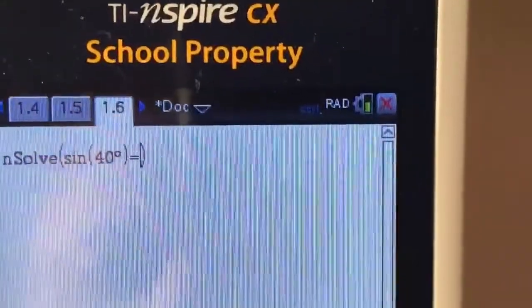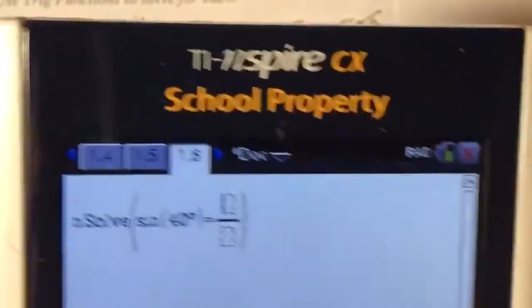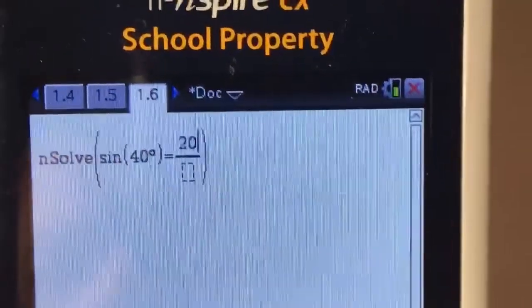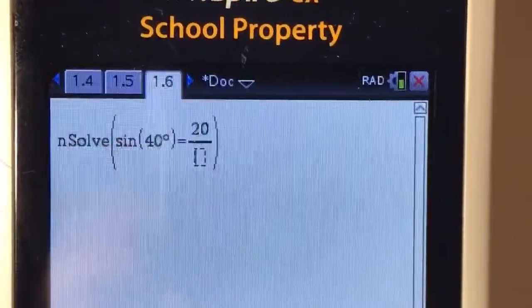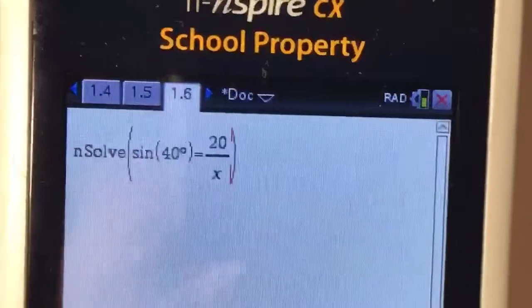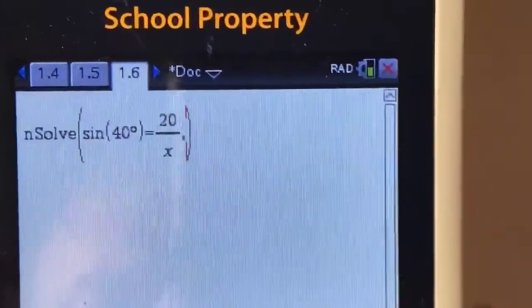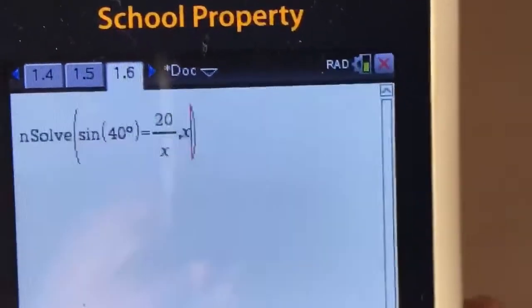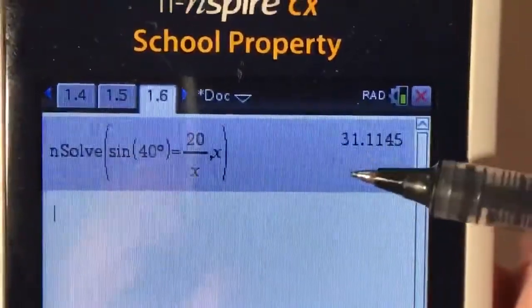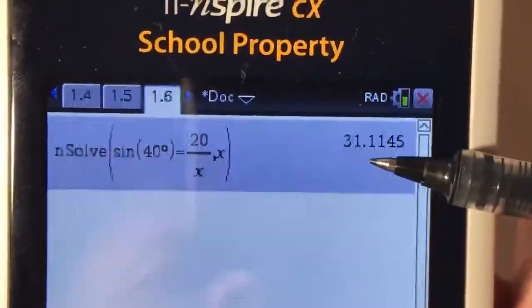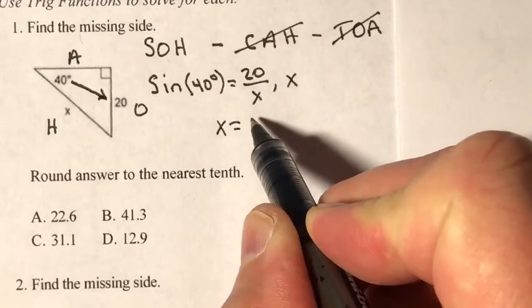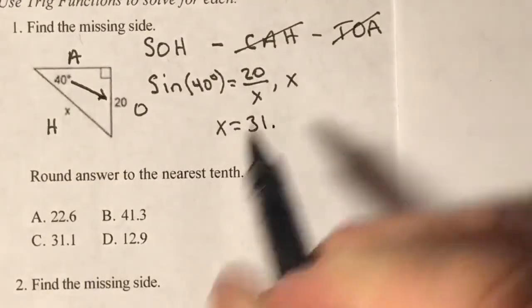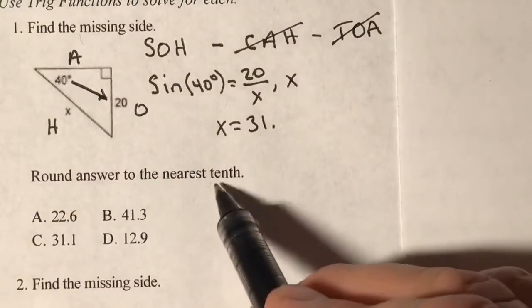So control divide, right? And we are working with 20 over, the opposite is 20, and then the X, right, is hypotenuse. So what are we finding? We are finding the hypotenuse, right? So when we press enter here, this represents X, which is representing the hypotenuse. So now I know that X is equal to 31 point, and it says round to the nearest tenth.